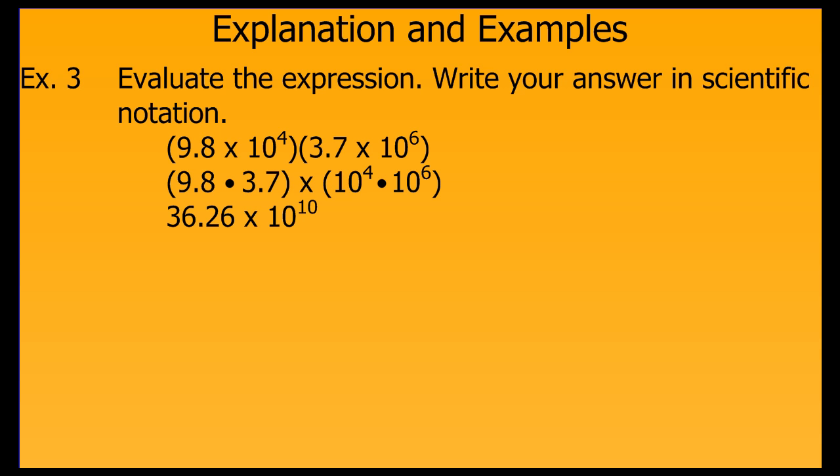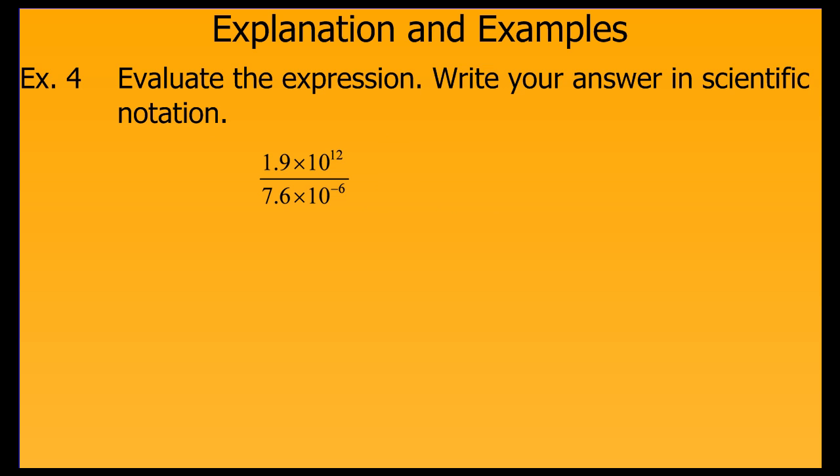This is great, but be careful, it's not yet in scientific notation because 36.26 is not a number between 1 and 10. So we need to move the decimal between the 3 and the 6, which is one place to the left. So that means our power of 10 increases by 1 to 10 to the 11th. Now this is in scientific notation, 3.626 times 10 to the 11th.